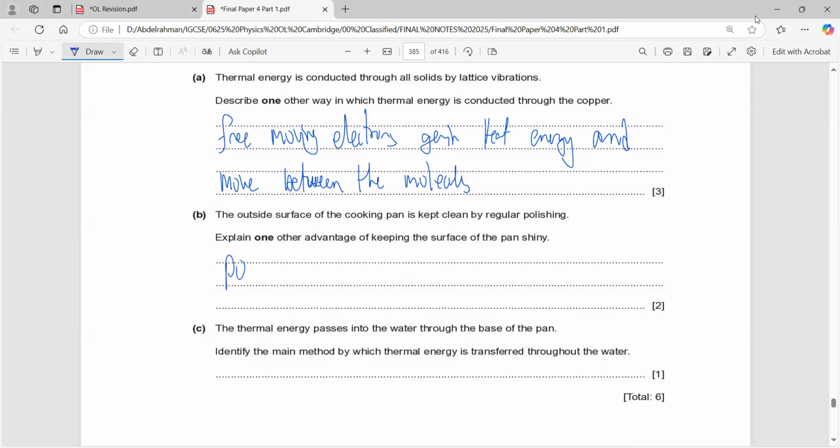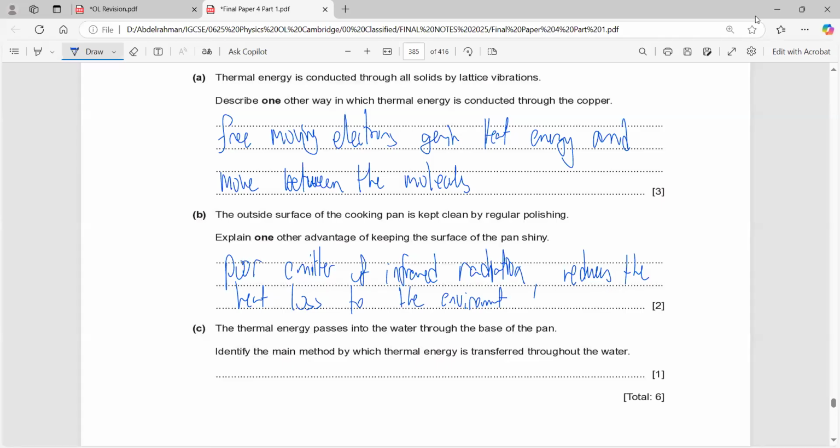Poor emitter of infrared radiation. Why is this a good thing? It reduces the heat loss to the environment. Okay, let's go.